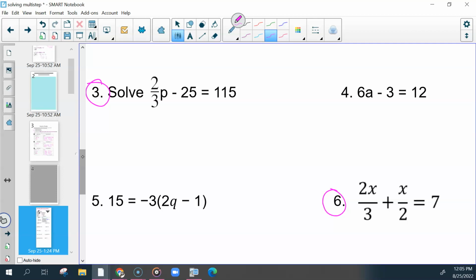So we need to get rid of this 25. We need to get rid of this 2/3. We'll deal with the 2/3 here in a second. We need to get rid of the 25. How would we do that? Adding 25 to the other side because it's subtracting. We have 2/3 p equals 1/4.